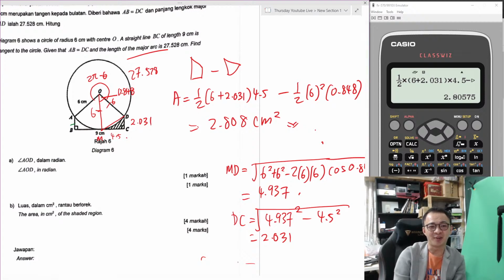B, you can use the area of trapezium minus area of sector. Yes, can. Hi, can I know where I can find the Selangor trial paper? You can try to Google online.